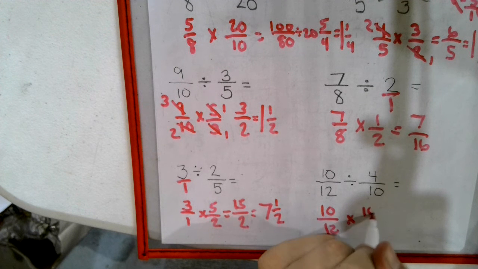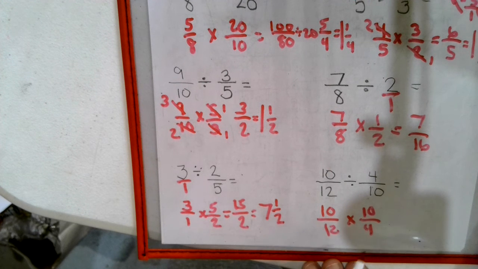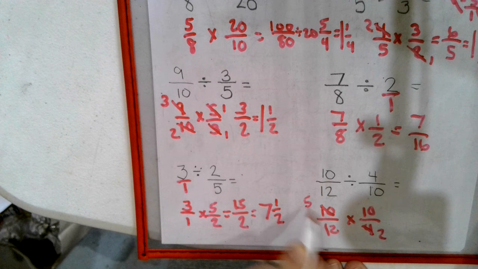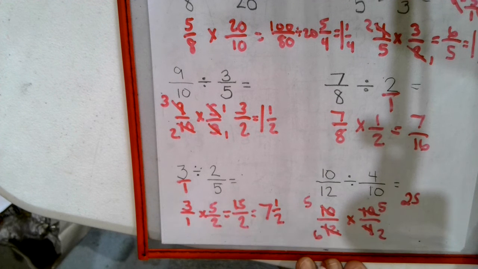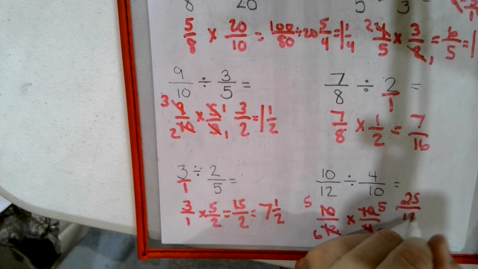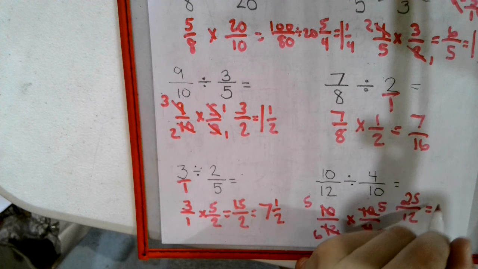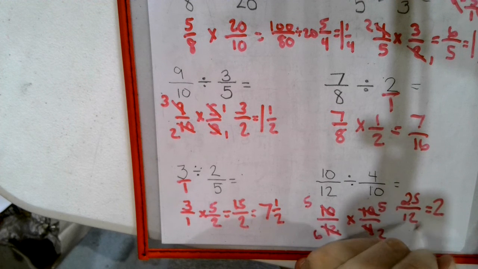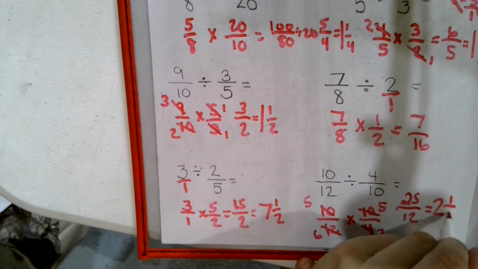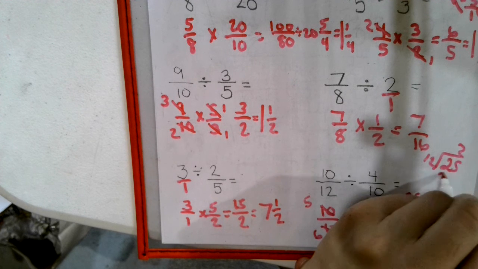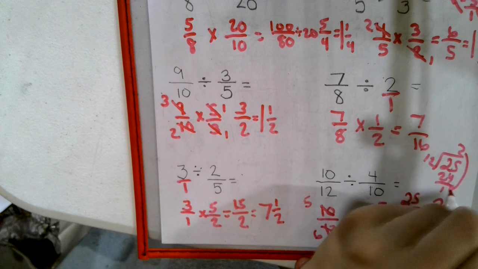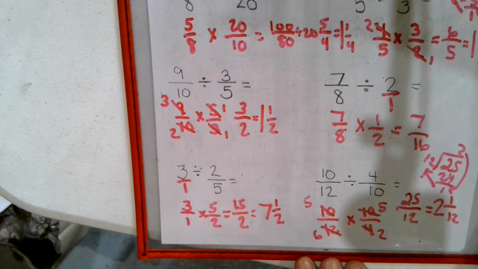Bring down the left, change the sign, flip the fraction. 2's go into this twice, 2 goes into that 5 times, 2 goes into that 5 times, 2 goes into this 6 times. 5 times 5 is 25, 6 times 2 is 12. 12 goes into 25 twice to make 24. Leftovers 1 over 12. And remember, if you forgot how to do that, 2 1/12. That's how that looks.